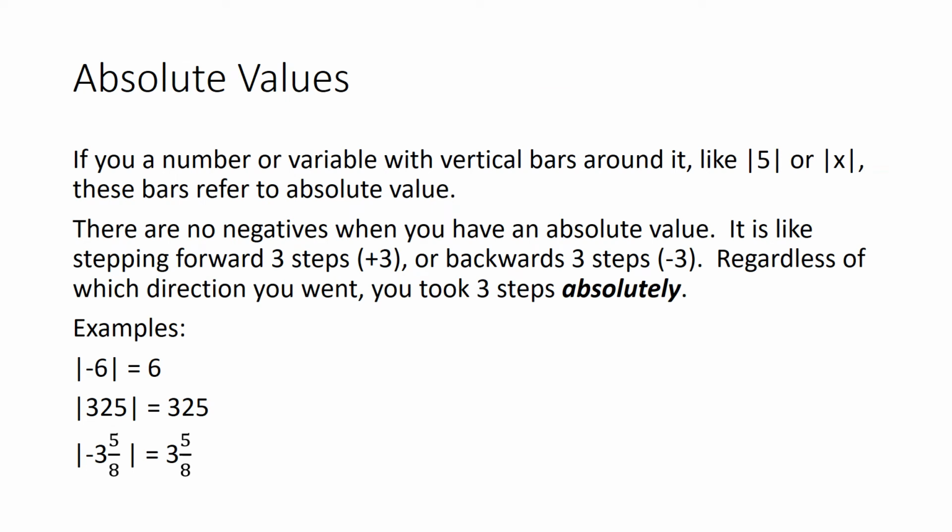Another component is absolute values. When you see these two vertical lines surrounding a number or variable, this refers to an absolute value. There's no negatives in absolute value. I'll give an example. If you took 3 steps to the right, that would be plus 3. If you took 3 steps to the left, that would be minus 3. However, regardless of what direction you went, you still took 3 steps absolutely. So given this, with these two vertical lines on each side, the absolute value of negative 6 is 6. The absolute value of 325 is 325. The absolute value of negative 3 5/8 is 3 5/8.